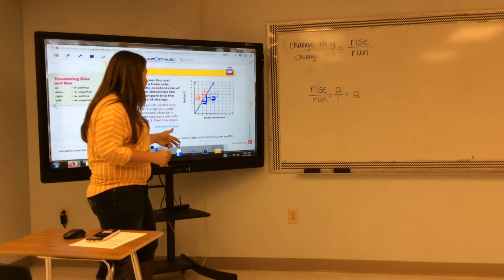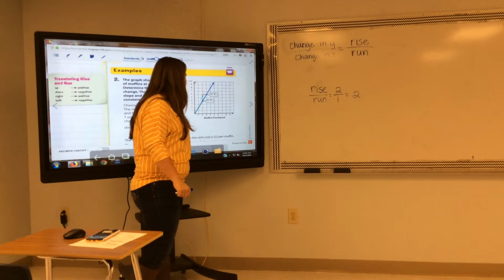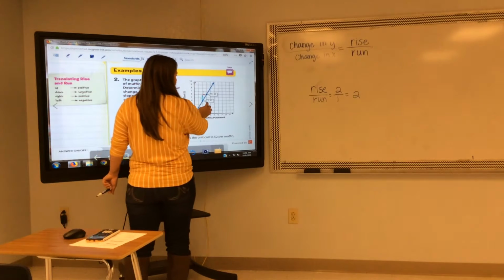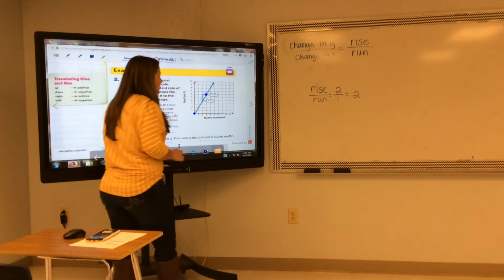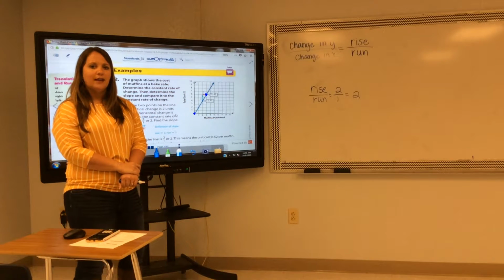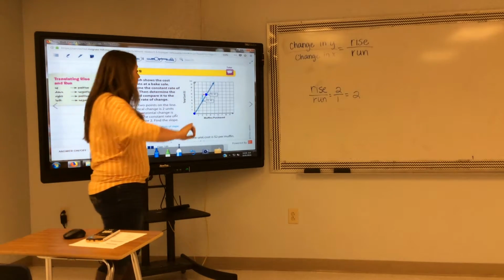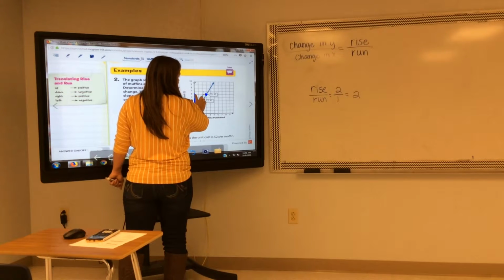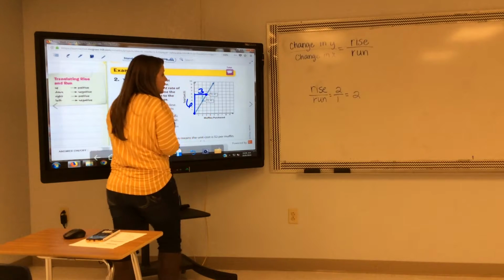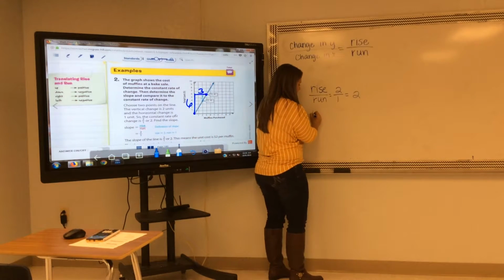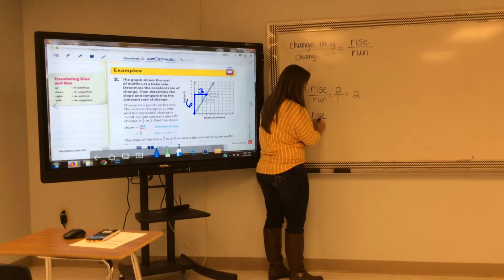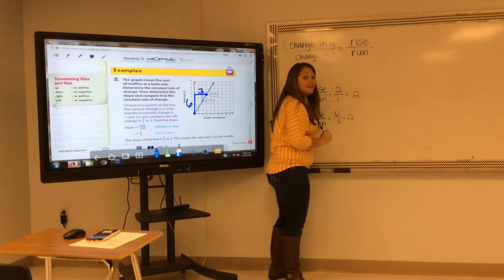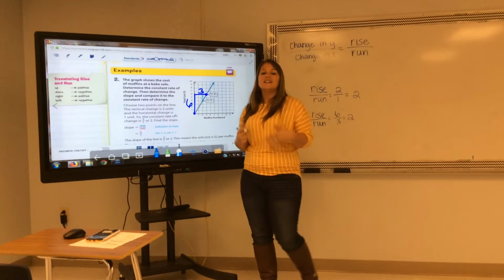Another thing is, what if we chose different points? What if I said that it crossed perfectly here at 0, 0, and it crossed perfectly here at 3, 6? I didn't pick 2 points that were right next to each other. That's fine. Because when I do my rise, I notice that I'm going up 6 and I'm going forward 3. So my rise over my run, I have to write it out every time. Rise over run is equal to 6 over 3, which simplifies down to the same number because it is constant.